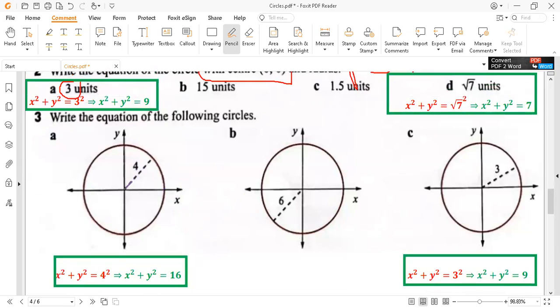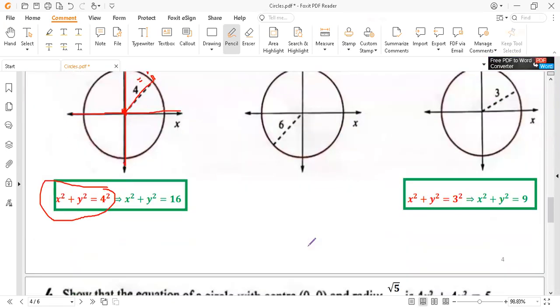What about the next exercise? We have the radius. The radius is the distance from the center to the circumference. So normally the radius here equals 4. And by default, when they don't give us any hint about the center, the center of the circle is the same as the origin. So normally the center of this circle is the origin, 0, 0. So we start with x squared plus y squared equals r squared, and so on.